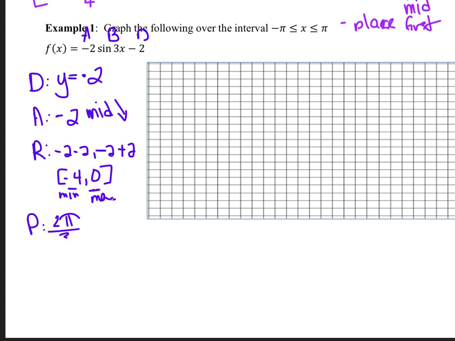Okay, so the period, 2 pi over b. The only reason we use this period here is to find the interval. That's what the interval is telling us. So the interval is the period divided by 4. Now this looks nasty, but remember it's just keep, change, flip. The 4 reduces there, so it becomes pi over 6. All right, so now to graph it.